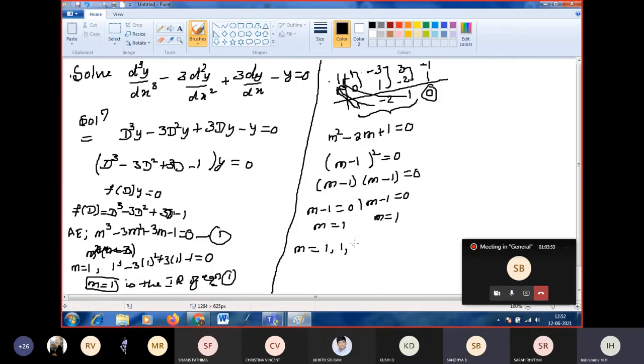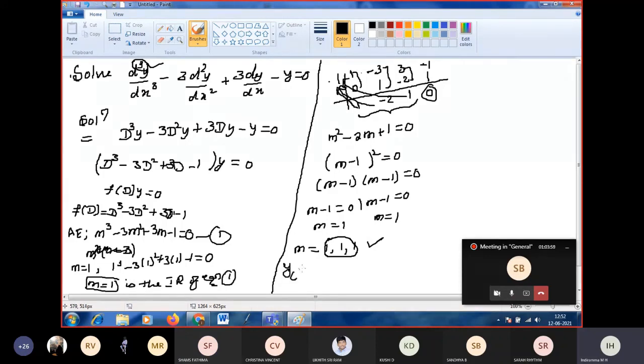First you write all the roots: 1, 1, 1. All roots are real and equal. What is the order of the differential equation? Third order. How many roots should you get? 3 roots. We got 3 roots. You should write all the 3 roots first. Then you check the nature of the roots. Roots are real and equal.